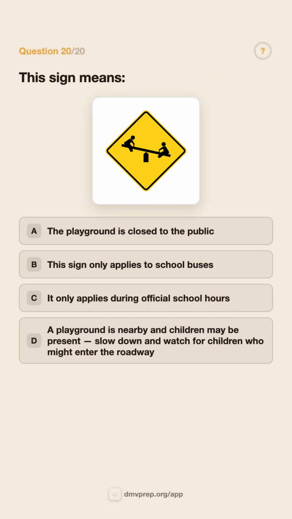Question 20. This sign means A. The playground is closed to the public. B. This sign only applies to school buses. C. It only applies during official school hours. D. A playground is nearby and children may be present. Slow down and watch for children who might enter the roadway.